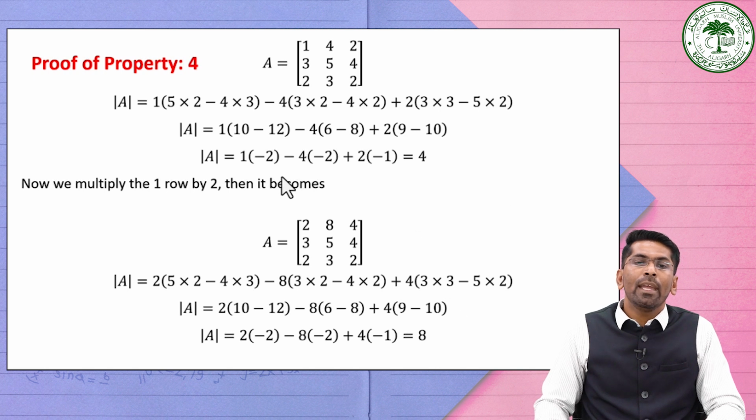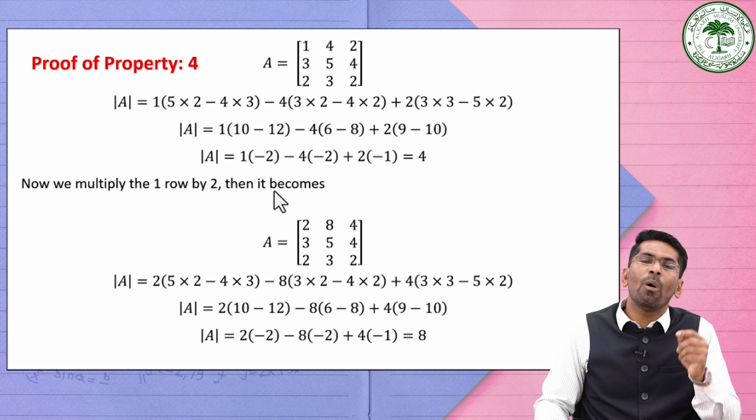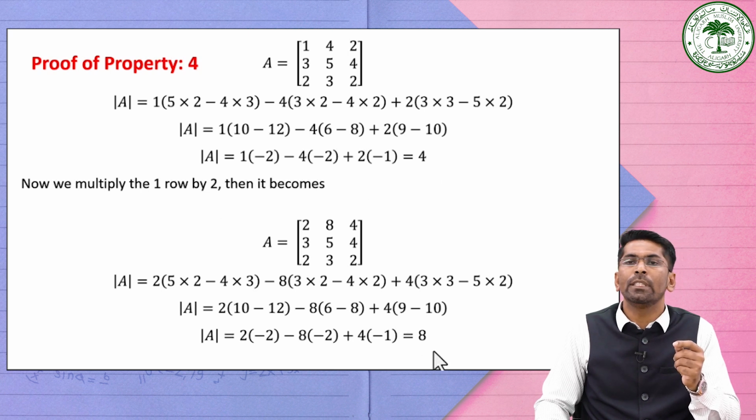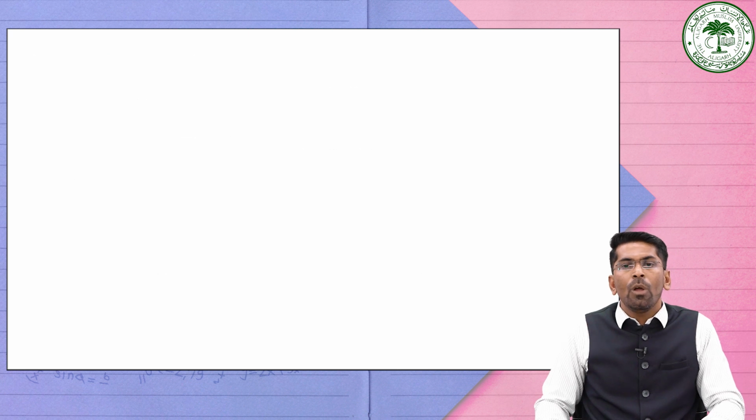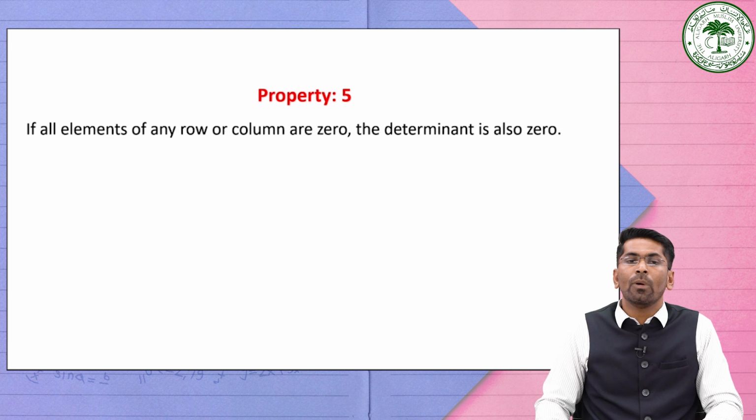That means if we multiply any row or column by any particular constant, then we also get the same result, that is the constant multiplied by the determinant value of the original matrix. So here it is 2 into 4, which is equal to 8. Now we are going to consider another property, property number 5.